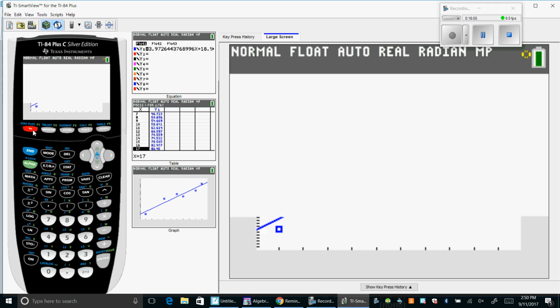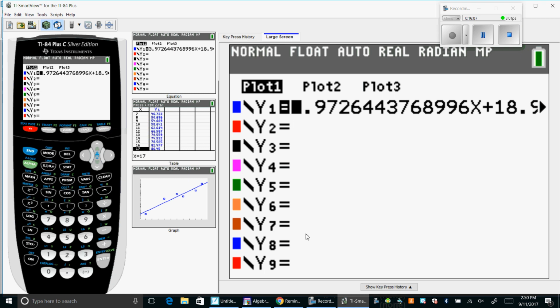So what that would do with my equation of the line is that it would keep the slope the same, but instead of this y-intercept being 18.9 something, which I can't see the whole thing, I would want to add 4 to that, and it'd be 22.9 something. And that's how it would change it.